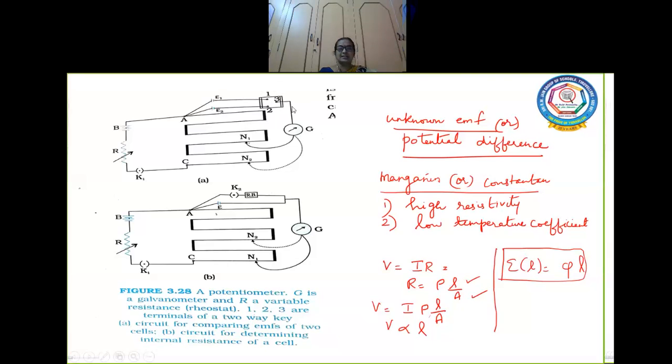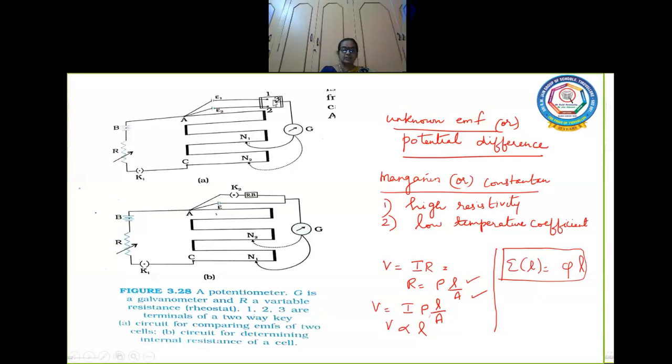Okay, now this is a two-way key, children. Now here let us consider the position of the key where 1 and 3 are. Now either you can connect this 1 and 3 or 2 and 3. If 1 and 3 are going to be connected, this cell is included in the circuit. If 2 and 3 are going to be connected, then this cell is connected in the circuit. So this is how you connect. So this is a two-way key where you can include one cell at a time. So 1 and 3 you connect.